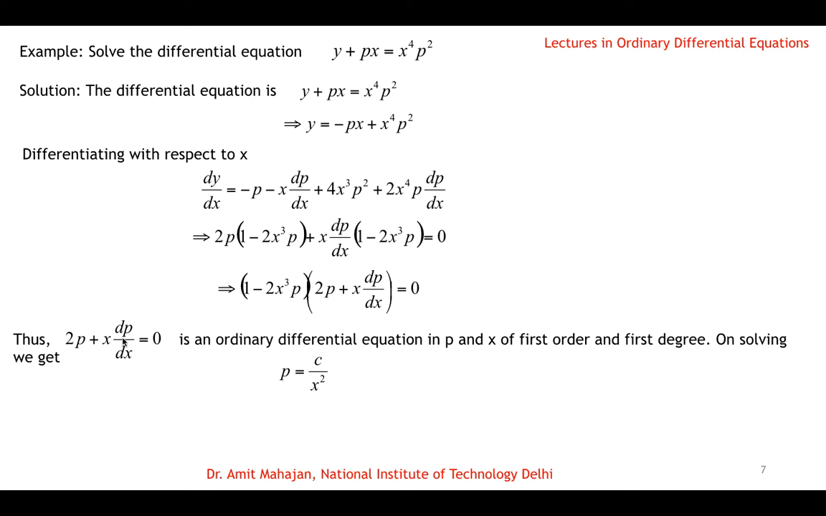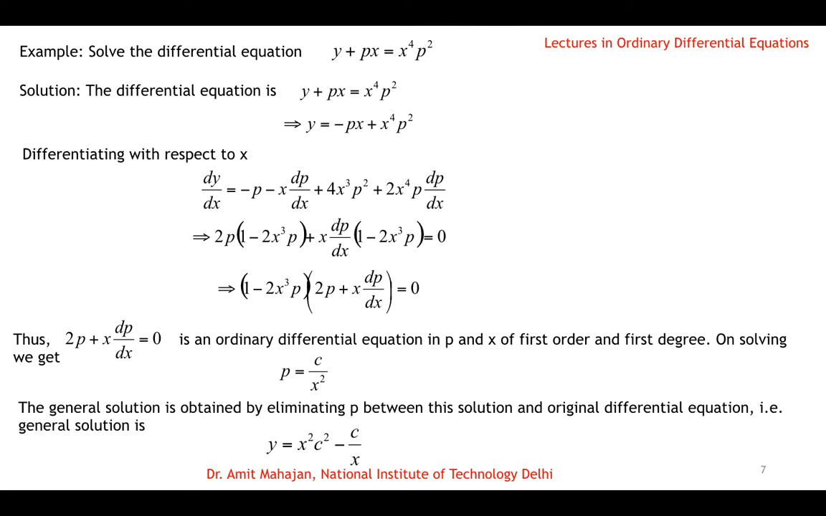So we can use separation of variables and solve this to find a solution, and the solution is p is equal to c by x^2. So you can do this solution easily, and once we have this solution, we can eliminate p between this equation and the original equation. So we can substitute p here, and that will be the general solution of the differential equation. If we put p is equal to c by x^2 here, then y is equal to x^2 c^2 minus c by x, and this will be the solution of the original differential equation.